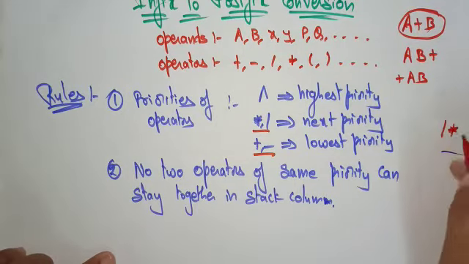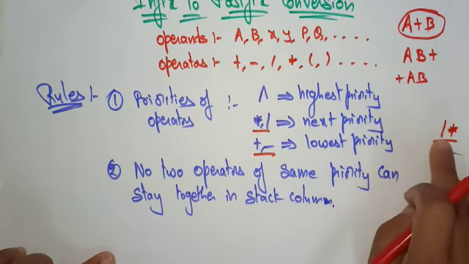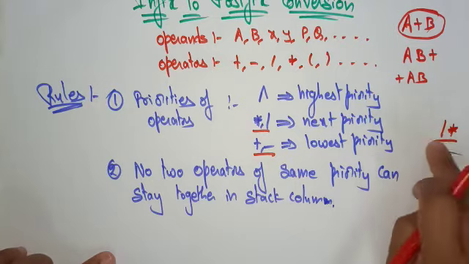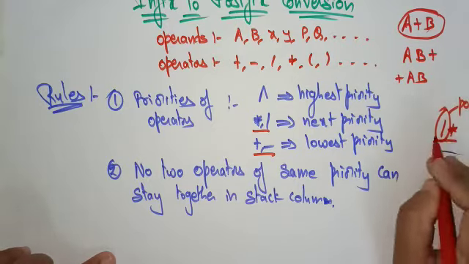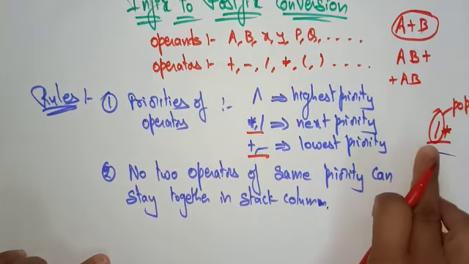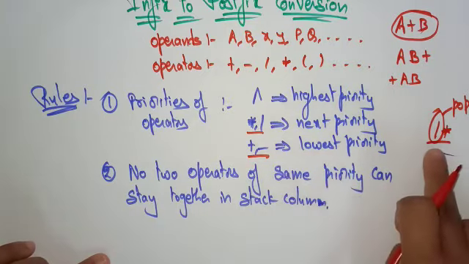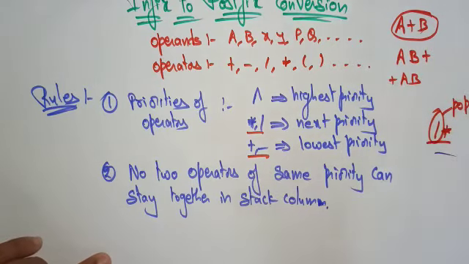Suppose they are coming like this. These two have the same priority. Whenever it is coming, first the division is placed on the stack. Next you are placing the star, multiplication, in the stack. These two have the same priority. In this case, before placing the star, pop the top of the stack. Division is already on top of the stack, so just pop that division and place star, because no two operators of the same priority can stay together.